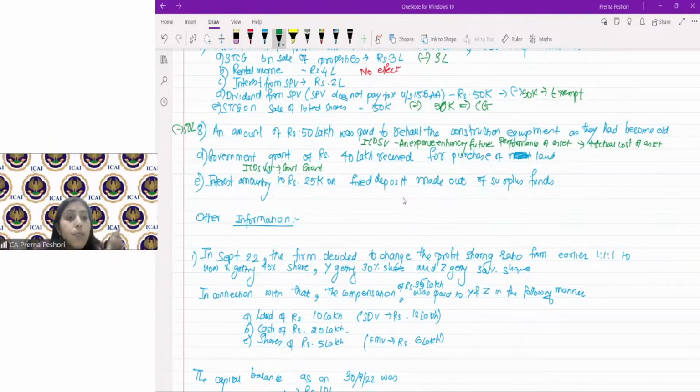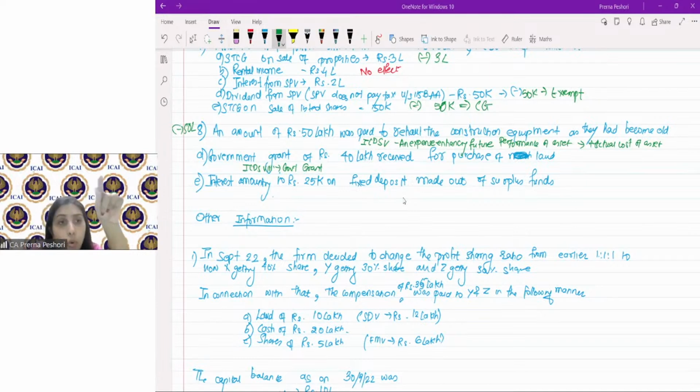The grant in respect of a non-depreciable asset has to be recognized as income. In respect of a depreciable asset, the grant has to be reduced from the book value, from the written down value, from the block of asset. But in case it is a non-depreciable asset, then this needs to be considered as your income, right?